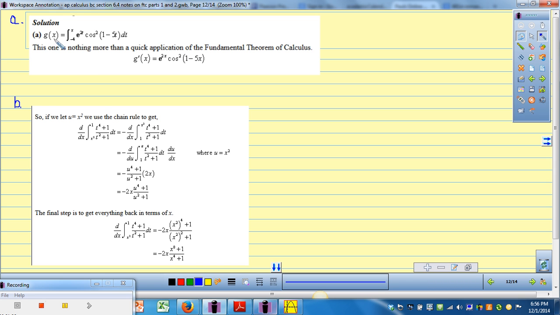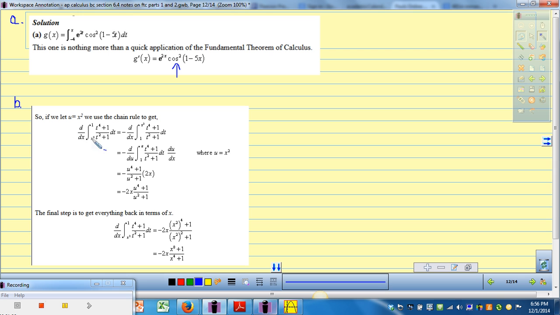So if g of x is the definite integral from negative 4 to x of e to the 2t cosine squared of 1 minus 5t dt, that is just a direct application of fundamental theorem of calculus part 1. And g prime would be equal to this function with respect to x. So e to the 2x cosine squared of 1 minus 5x. The next one is a little more interesting. A couple of other things have to happen here.